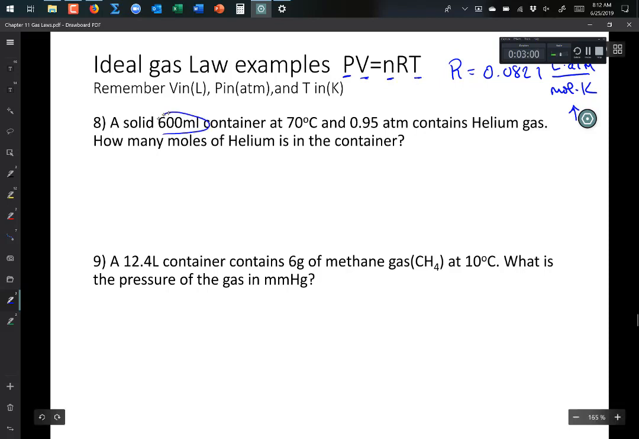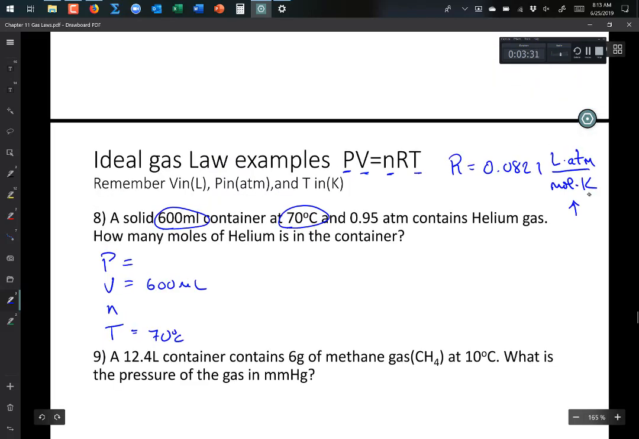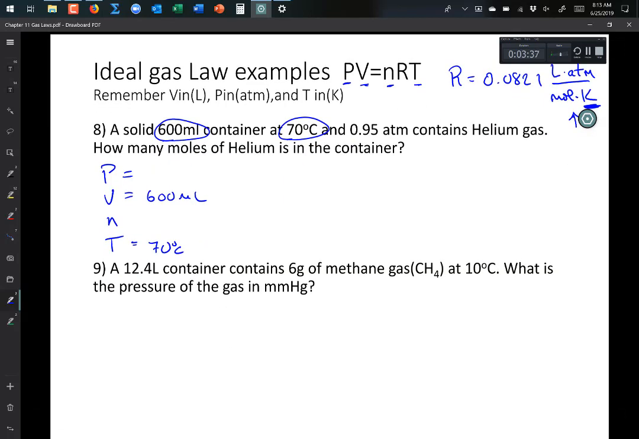So you notice, what's this? 600 milliliters. That's my volume, yeah? So what I usually like students to do, I think it helps, is write P, V, n, and T. Just write that down. And then V is 600 milliliters. What's the 70? That's T, so it's going to be 70 degrees Celsius. Now look over here at K. The units, right? It's Kelvin. So this temperature has to be done in Kelvin.